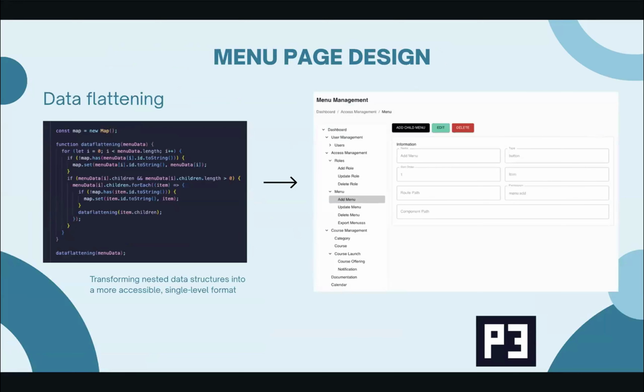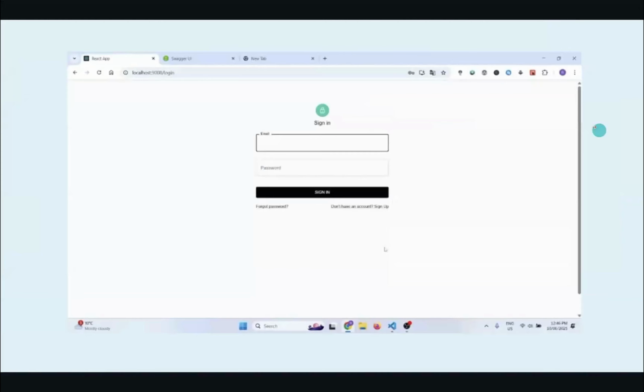So this is the menu page design. On the left side would be the tree view for the menu. When clicking the menu items, the relevant information will show on the right side. So we also use data filtering to change the nested data structure to a more accessible and single-level format. So it will be faster and simpler. So next will be our demonstration for part 1.